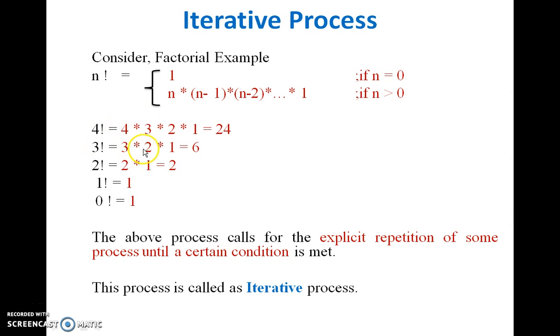3's factorial is 3 into 2 into 1, 6. 2's factorial is 2 into 1, 1's factorial is 1, and finally 0's factorial is 1. The above process calls for the explicit repetition of some process until a certain condition is met. This process is called an iterative process. Here, in n's factorial, repeated multiplication is done till the value becomes 1. So the condition here is the value of n which is multiplied. So this process is called an iterative process.